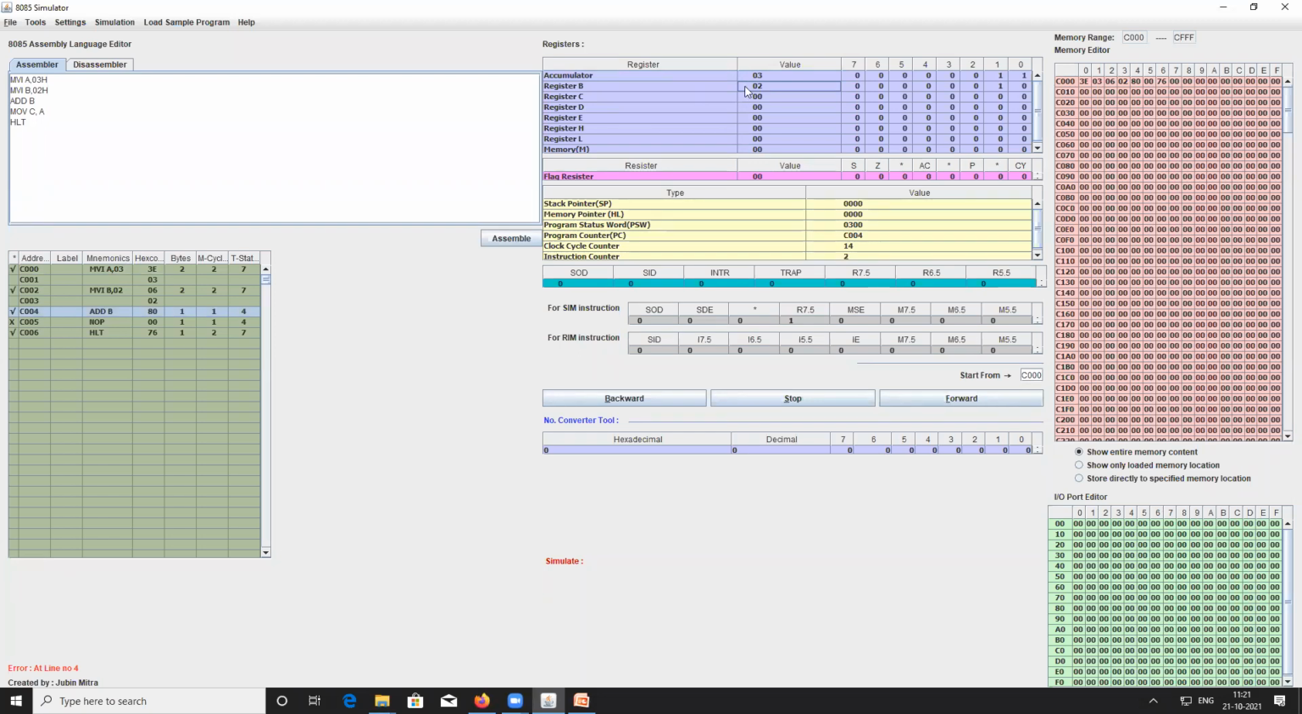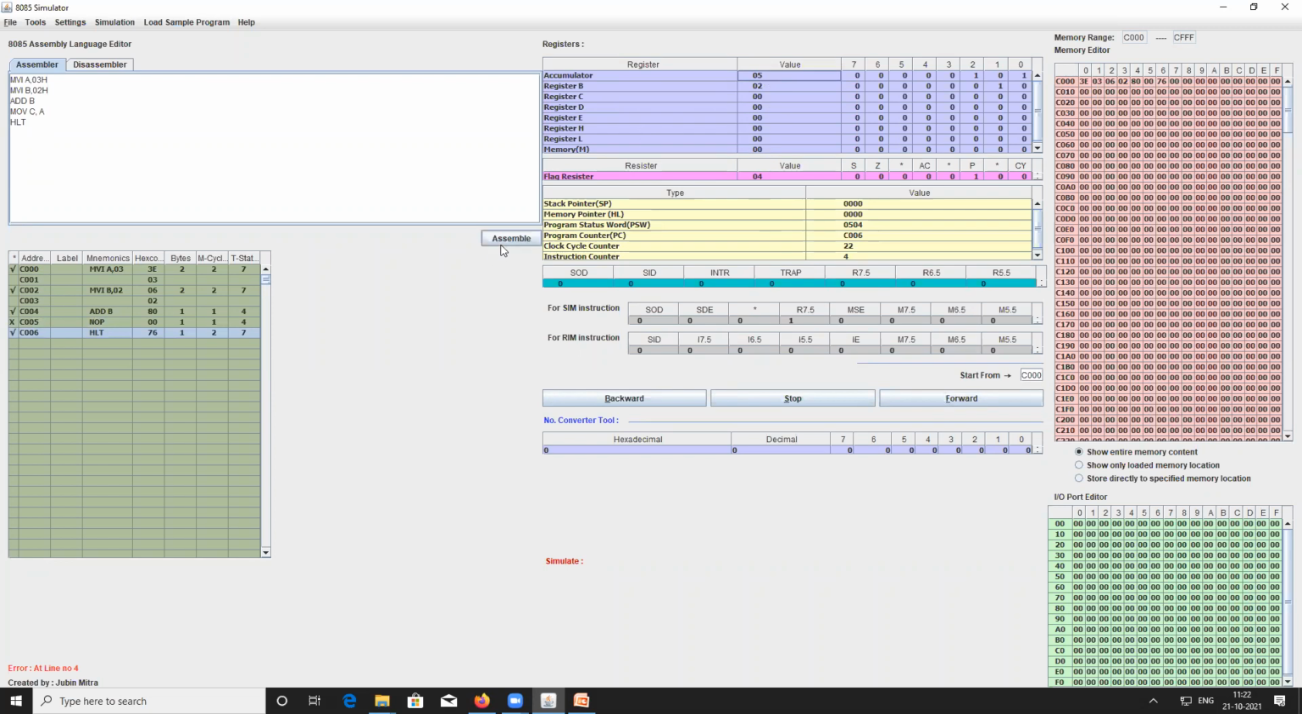After that comes the ADD instruction. What will happen after the ADD instruction? You will get the value 05, which is stored into the accumulator, and then you have to stop. So 05 will be in the accumulator.